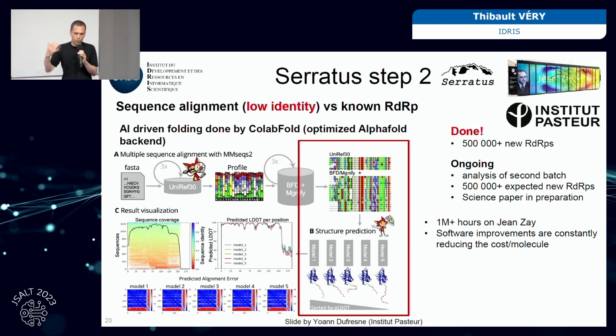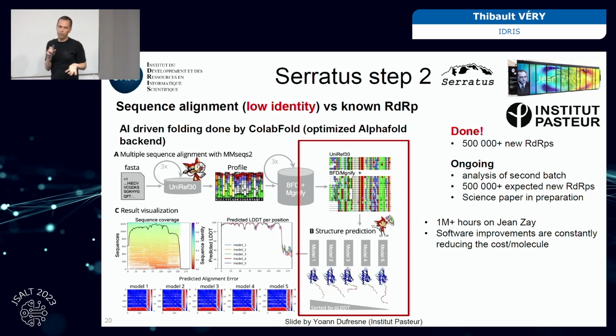And so it's an ongoing project. That's the first batch, and they are now doing the second batch, and they hope to find another 500,000 new RdRPs, so 1 million, and try to find new viruses that will help in finding cures for those viruses. So some others.